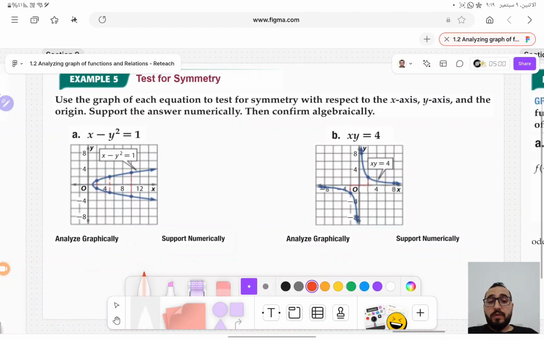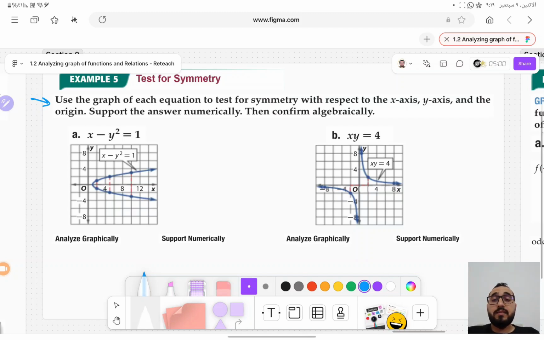Read the question first. Always, girls or boys that I teach, always read the question before you start solving, because if you didn't read the question, you will not know what the question asks from you. Here, use the graph of each equation to test for symmetry with respect to the x-axis, y-axis, and the origin.